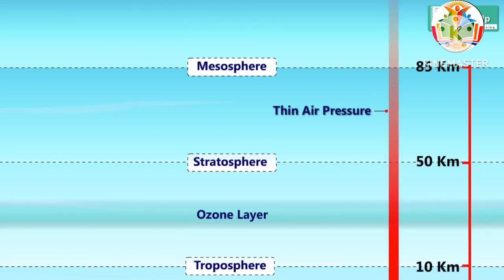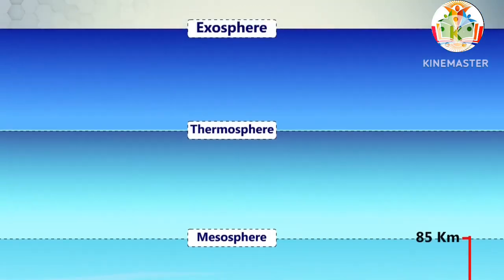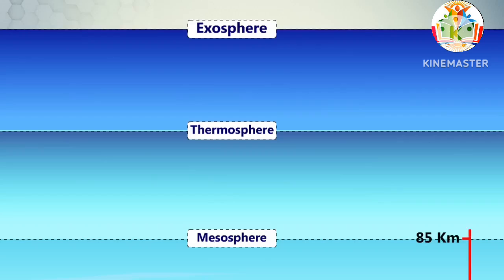Air pressure at the bottom of the layer is well below 1% of the pressure at sea level and continues dropping as you go higher. The thermosphere or ionosphere is directly above the mesosphere and below the exosphere. It extends up to 700 kilometers, 440 miles, above our planet.